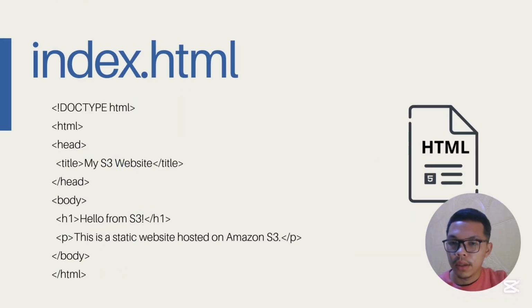Here's a basic example of what our index.html file might look like. That's very simple. You can ask any AI that you like, and it will generate a very simple HTML file. In this case, this is a very basic web page. If you want to copy it, you can do it. I will leave the file in the description box, so you can use that file too.